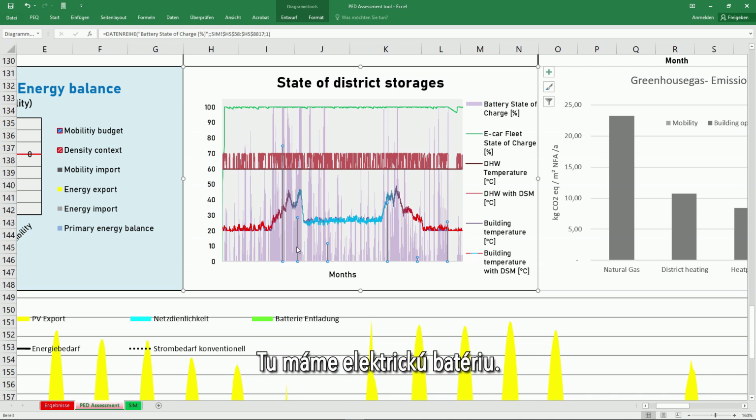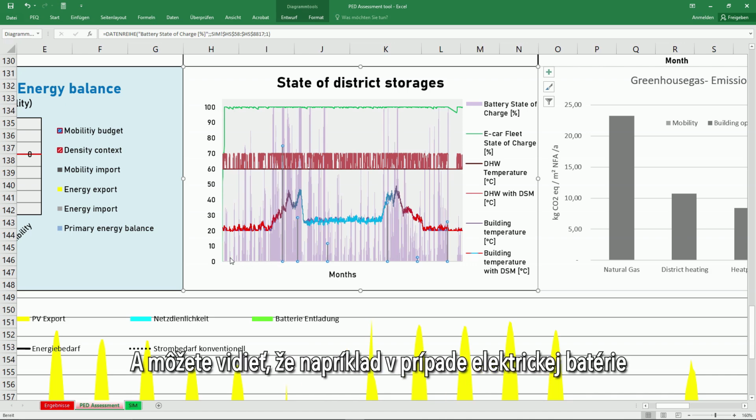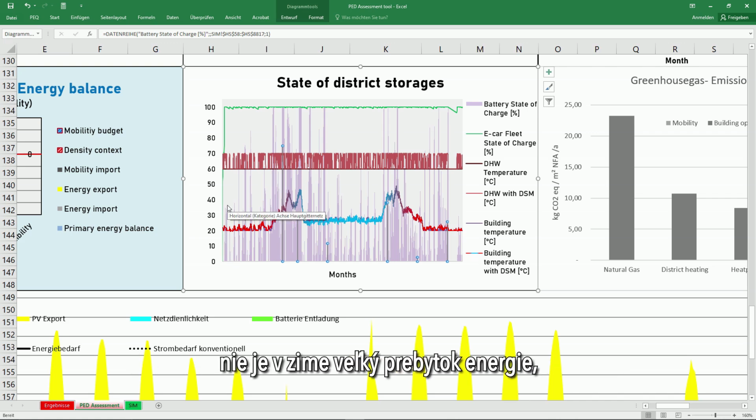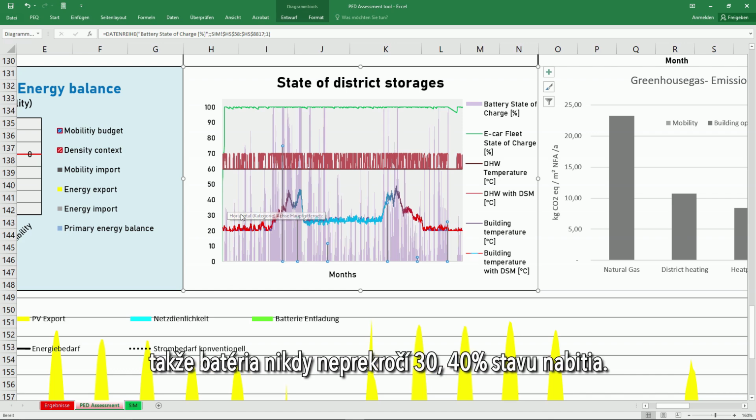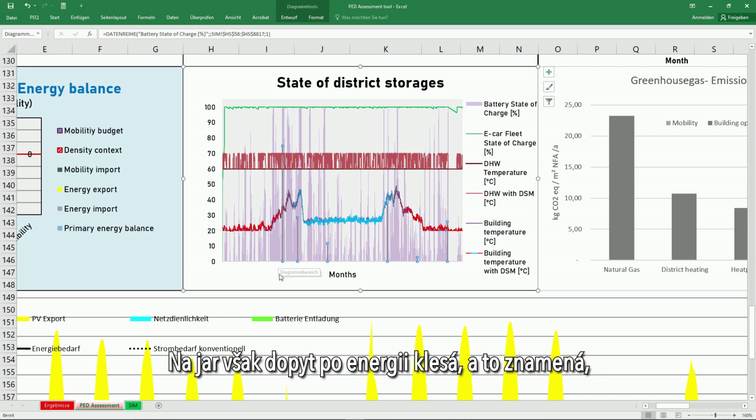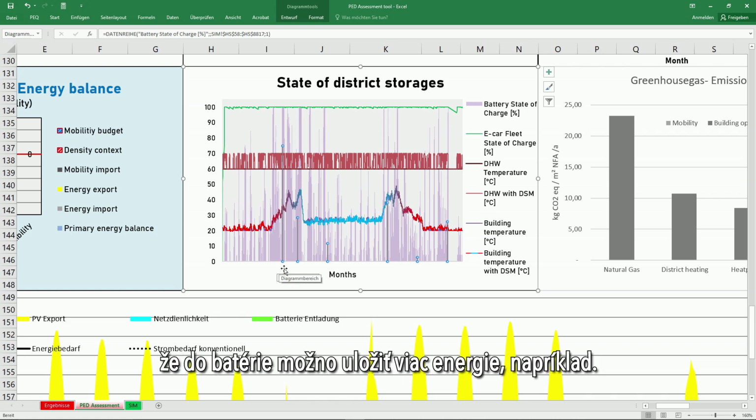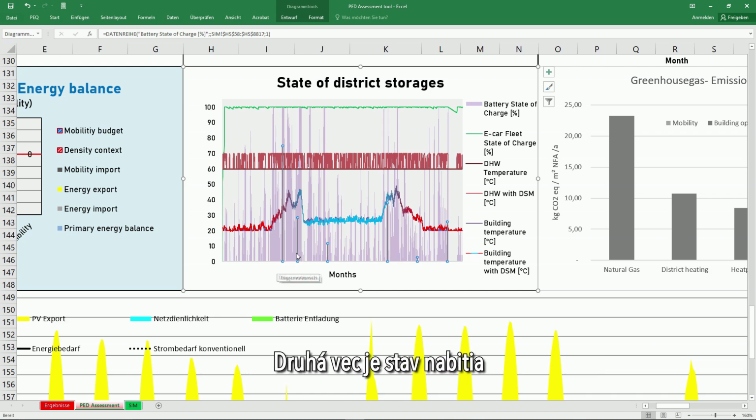We have the electric battery, and you can see that for the electric battery, for example, there is not a lot of energy surplus in the winter; the battery never really exceeds 30–40% state of charge. But here in the spring, the energy demand drops, and that means that more energy can be stored in the battery, for example. The second thing is the state of charge of the electric vehicles in the grid.